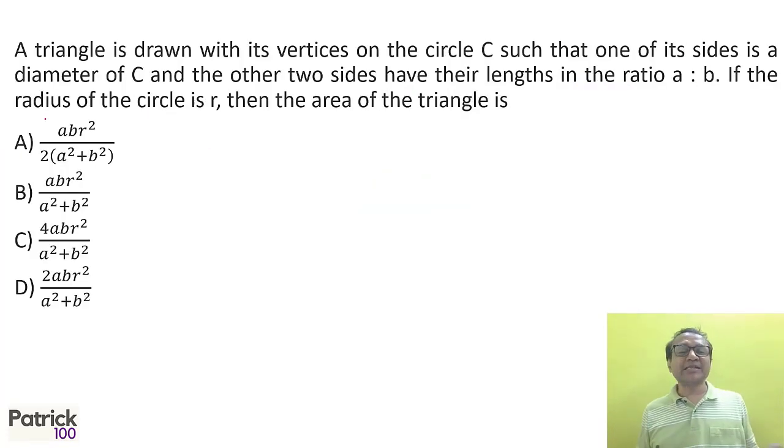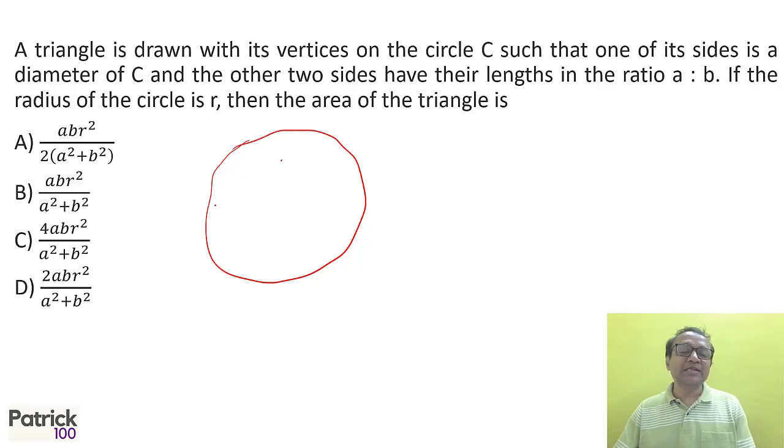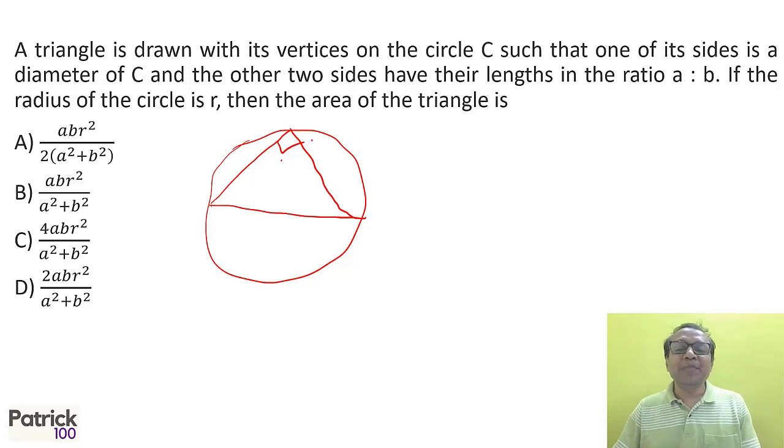Another question with variables. As I said, the simplest way of trying to solve a question is by substituting simple values and solving. So a triangle is drawn with its vertices on a circle and C is a diameter. If C is a diameter, and one of the sides is the diameter, it automatically means it's a right angle triangle. The simplest right angle triangle is 1, 1, root 2. Remember, the simplest right angle triangle is 1, 1, root 2, where root 2 becomes the diameter of the circle, which means the radius becomes root 2 upon 2, half.